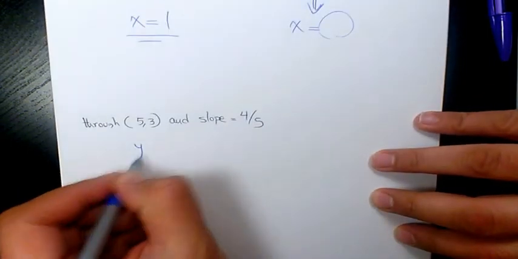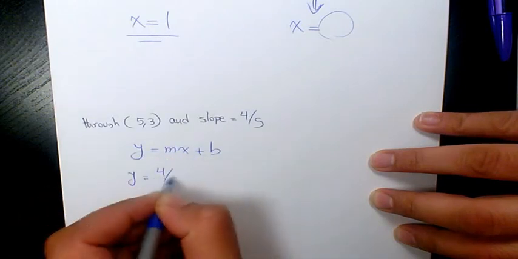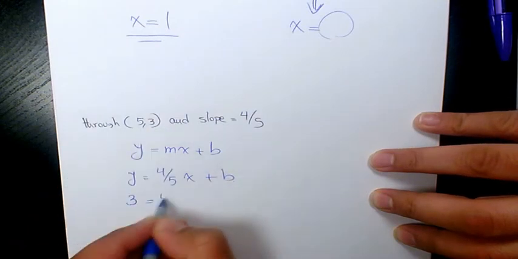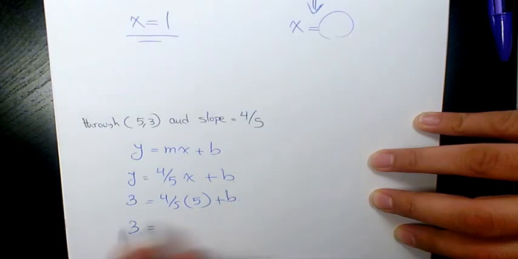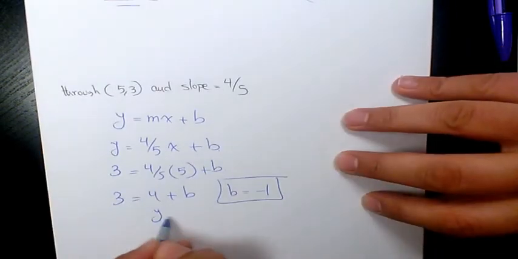Next one, y equals mx plus b. Slope is 4 over 5, so 4 over 5x plus b. We sub the numbers. Y is 3, x is 5. So we have 3 equals 4 plus b. b will be negative 1. So when we sub it there, it's going to be y equals 4 over 5x minus 1.